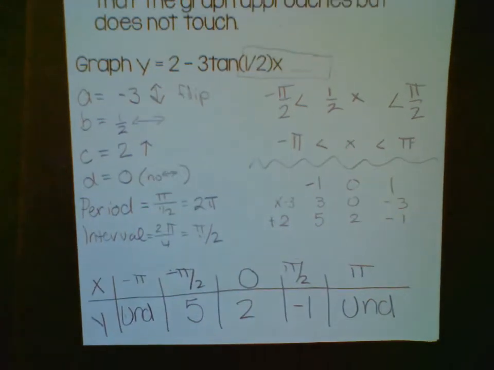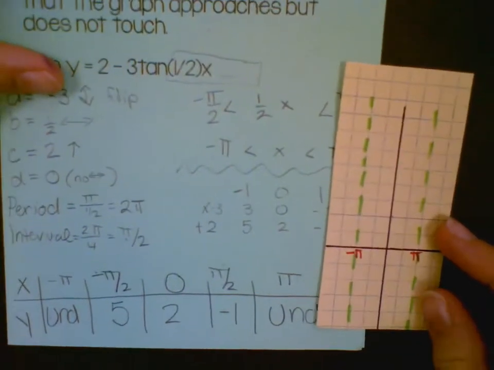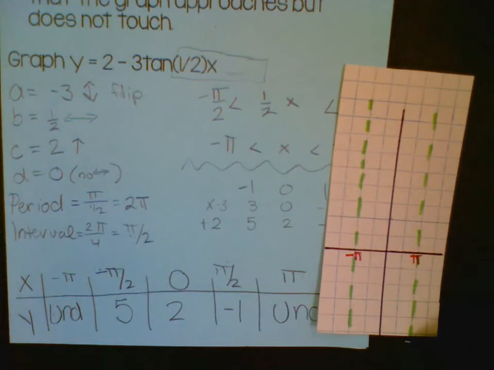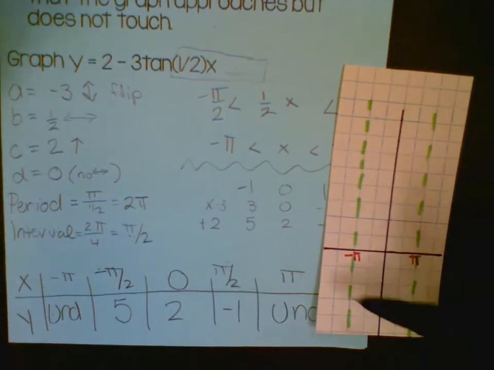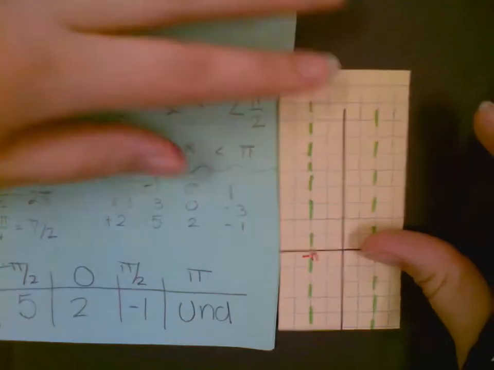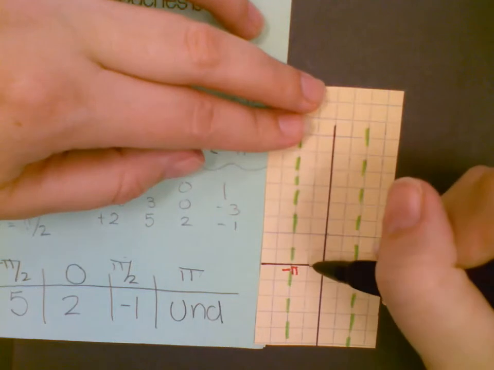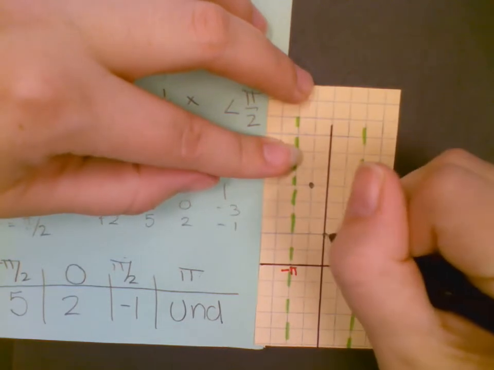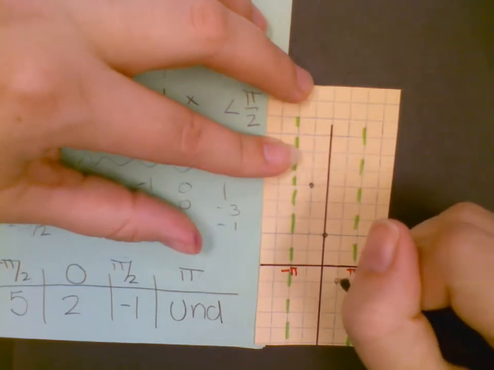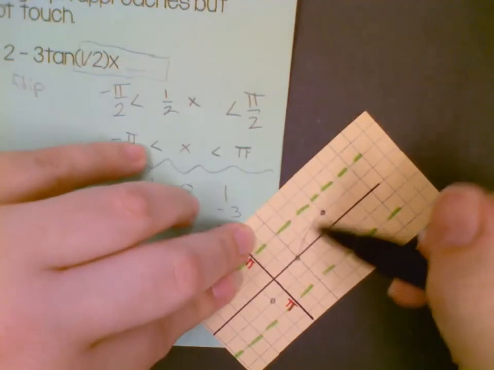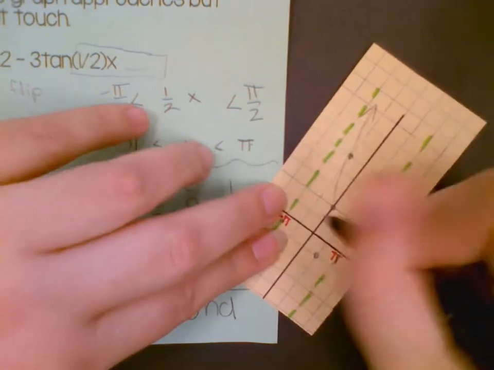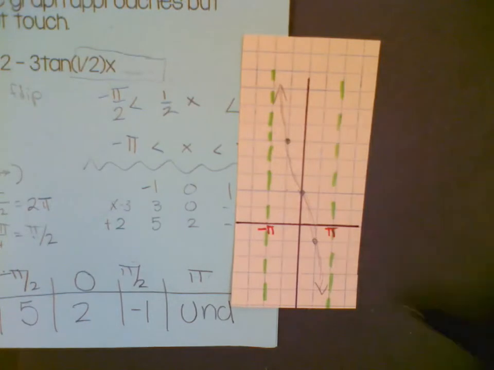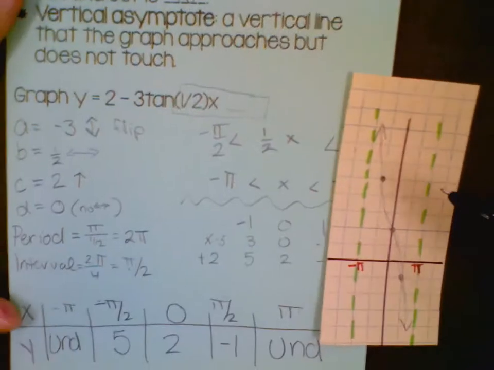Okay, so just like for the other ones, I already pre-made my graph. So I know my asymptotes are at negative pi and pi. So now really all we have to do is graph those middle points. At negative pi over 2, we're at 5. At 0, we're at 2. And at pi over 2, we're at negative 1. So remember I said this graph is going to look like cotangent because of that negative amplitude. So that's why it's starting up and going down instead of starting down and going up, because that negative flipped it the opposite way.